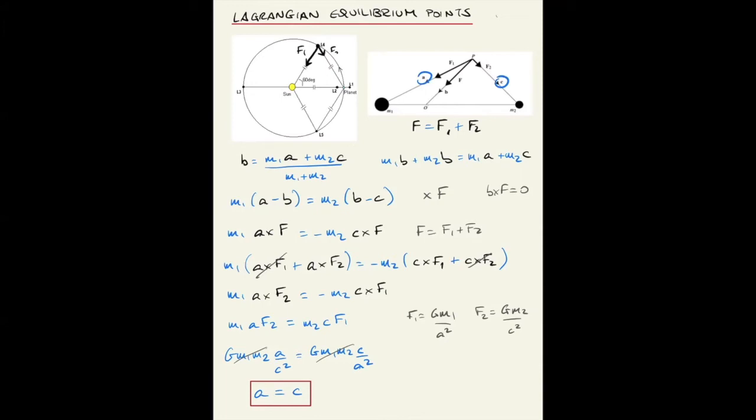That means that this triangle must be isosceles. So that's not yet the full proof that this is an equilateral triangle. So far, we found out only that this is an isosceles triangle. If the side between the sun and the point L4 is equal to A, then the side between L4 and the planet must also be equal to A. What we must show is that the distance D from the sun to the planet is also equal to A. So let's find out how we can prove this.